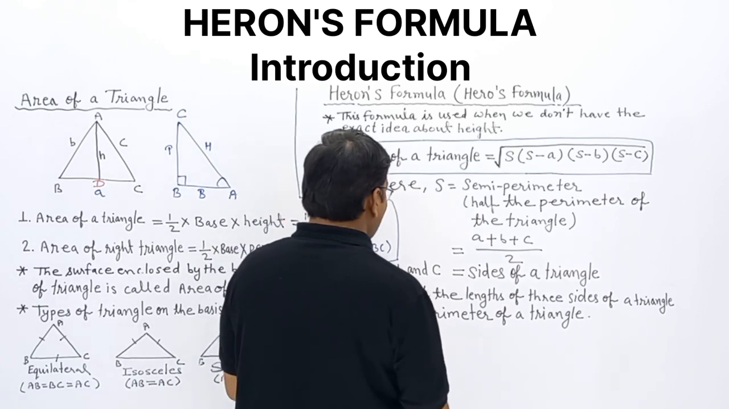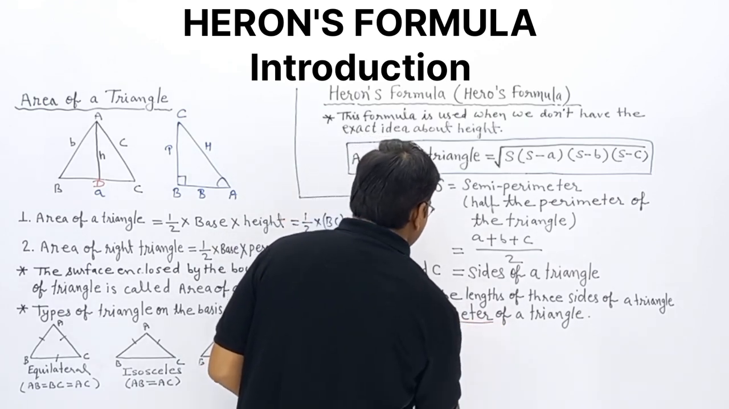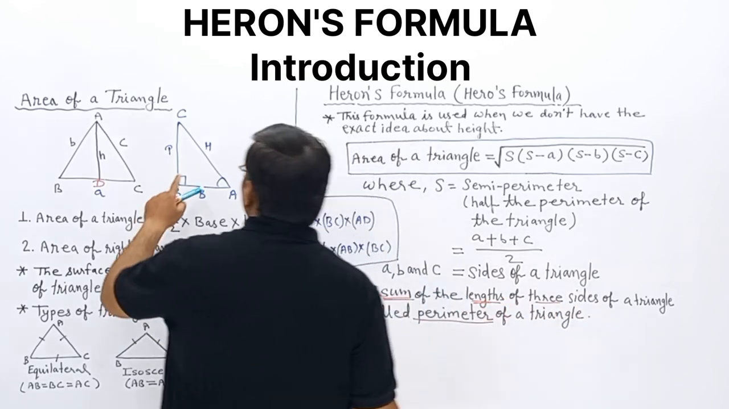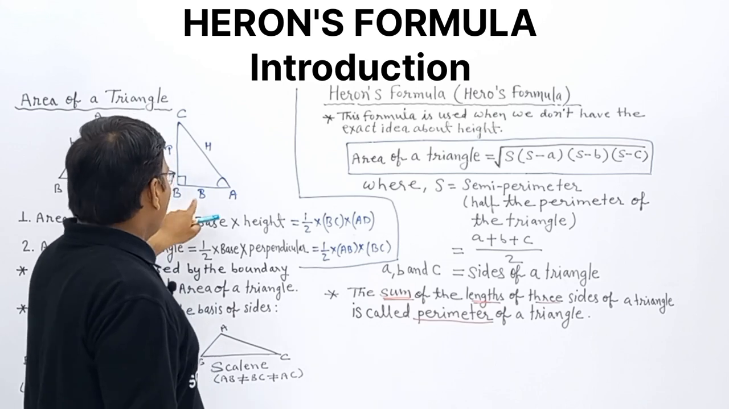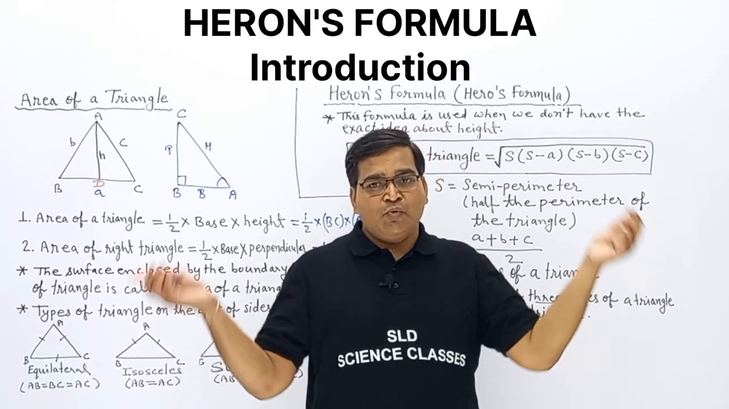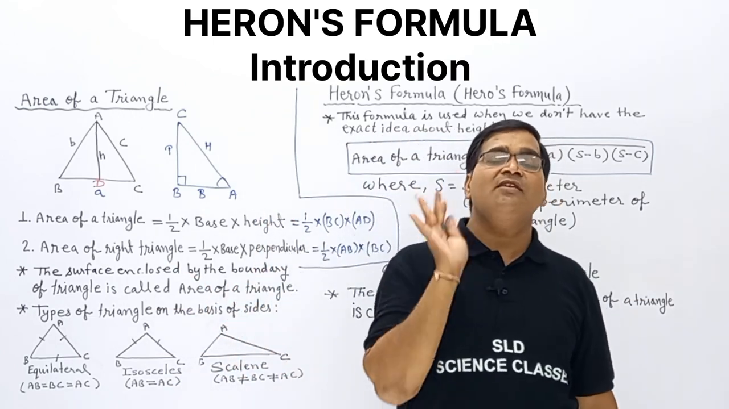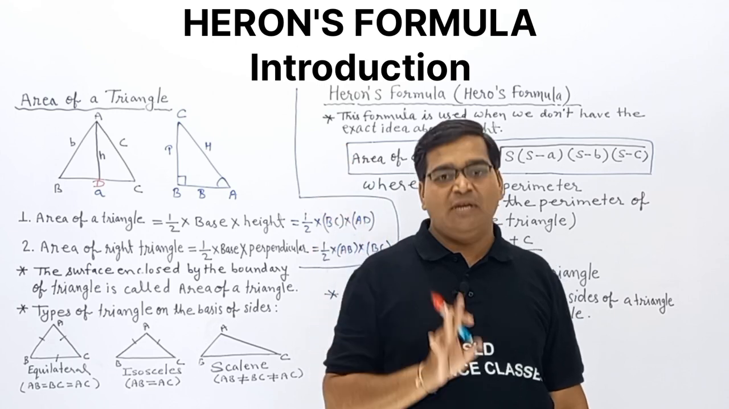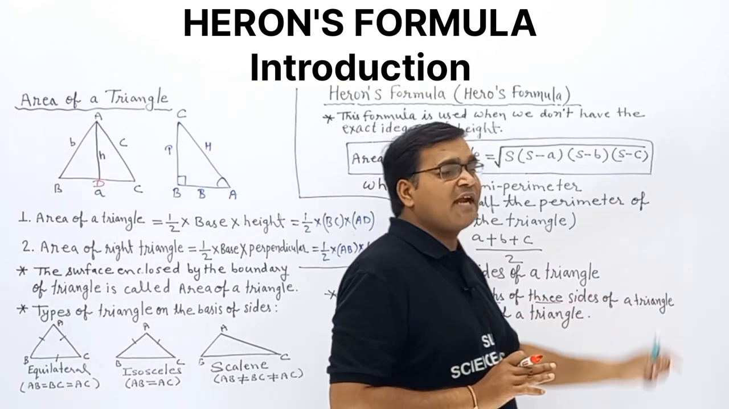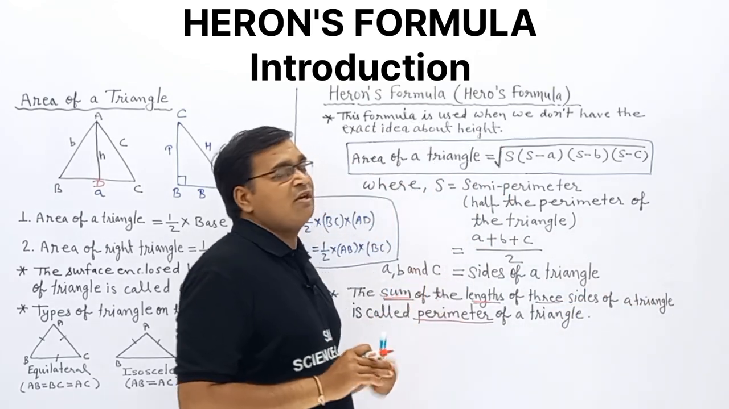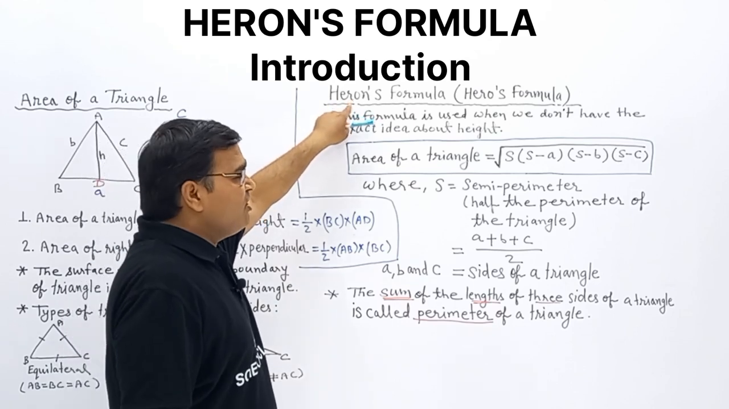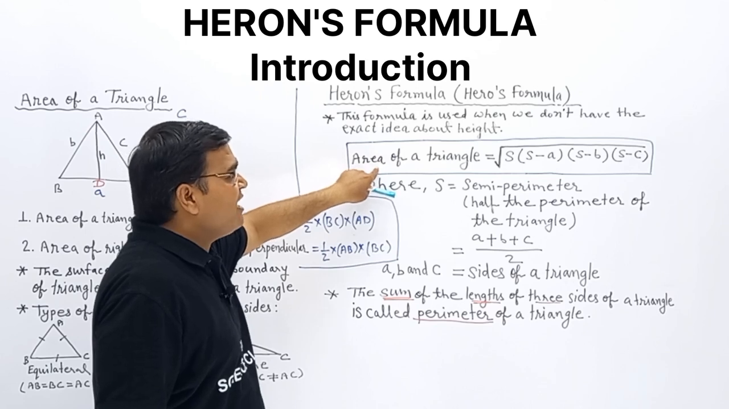Sum of lengths of all three sides. The triangle has three sides, the base and this and this one. Once we add all the sides, we get the sum, and that is called the perimeter. The sum of the lengths of the three sides of a triangle is called the perimeter of a triangle. So it's clear, we are discussing Heron's formula. It is used to find the area of a triangle.